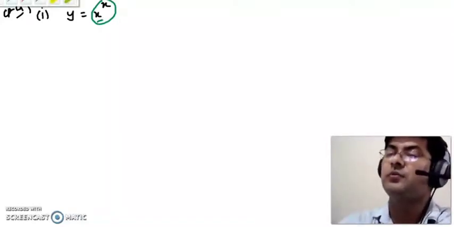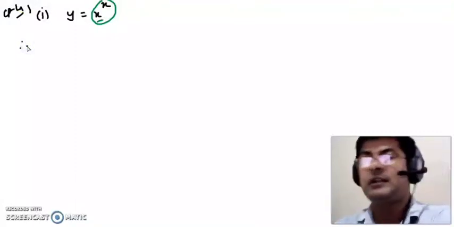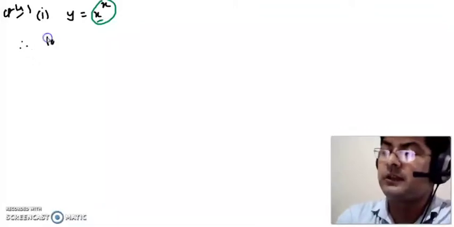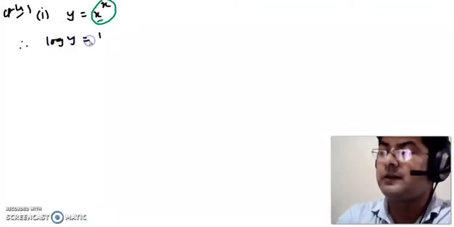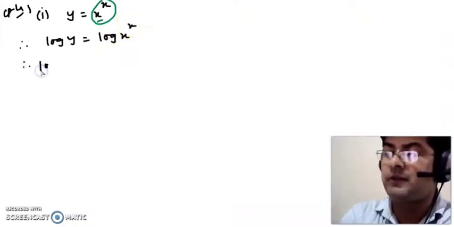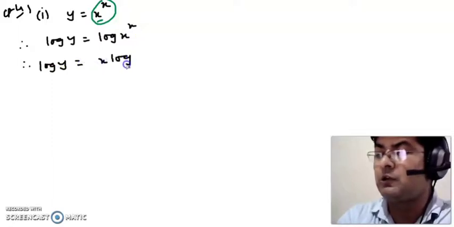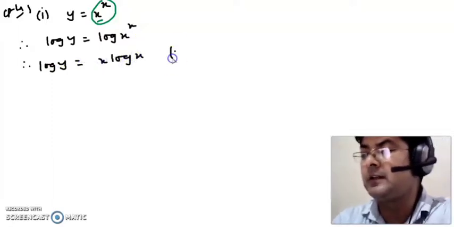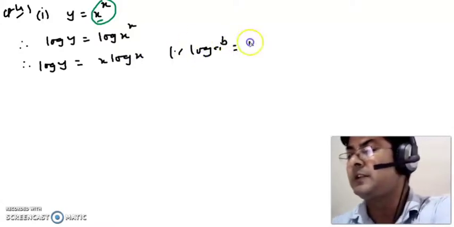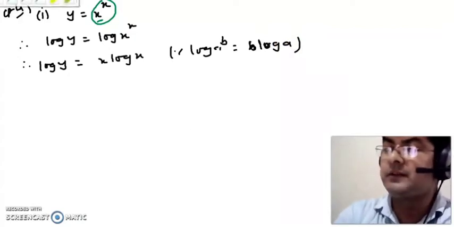So how to differentiate? Okay, in order to differentiate, we can take log on both the sides. So taking log, so log y is equals to log x to the power x. Now simplifying using the properties of log, therefore log y is equal to x log x. Why? Since we know that log a to the power b is equals to b log a. Okay, and now we can differentiate.